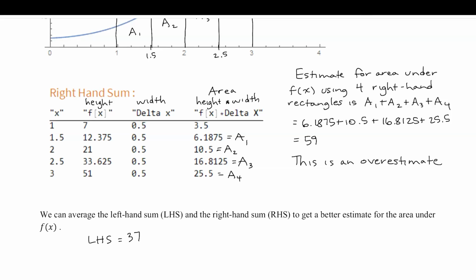So the left-hand sum, that's what we call it using the left-hand rectangles that we did on the previous page, is 37, and the right-hand sum is 59. And if we average those two together, we can get a better estimate of 48.